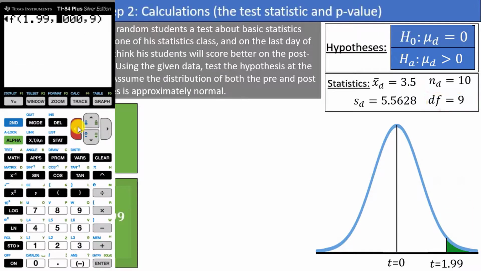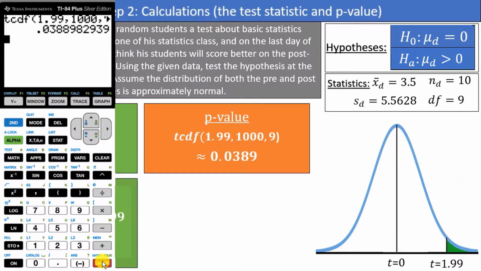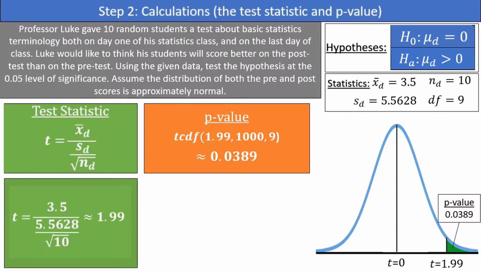When we press paste, we get this screen. On an older calculator, like a TI-83, match this output. t-CDF, 1.99, 1,000, 9. Press Enter, and we get the p-value of 0.0389, rounded to 4 decimal places. This is the area in the right tail of the distribution, and is the probability of sampling a mean difference of 3.5 or greater, assuming that the mean difference really is 0.